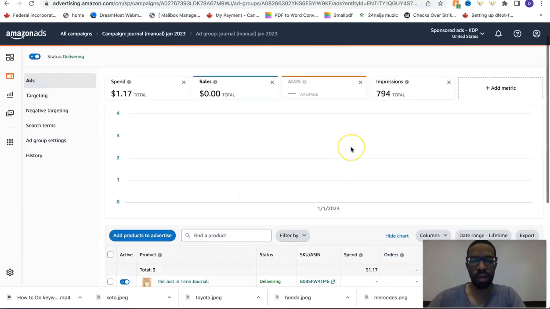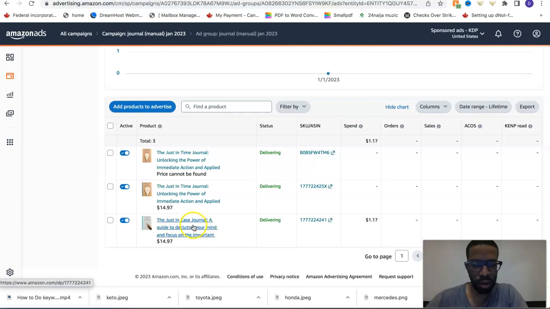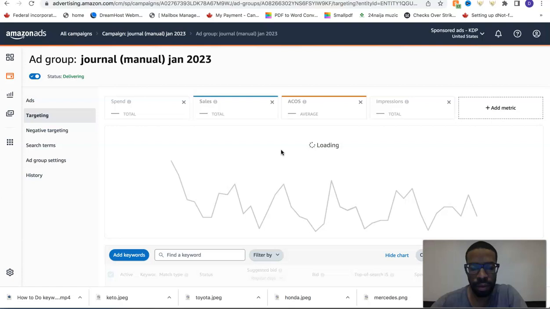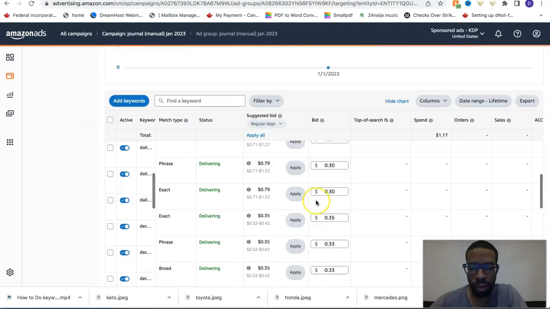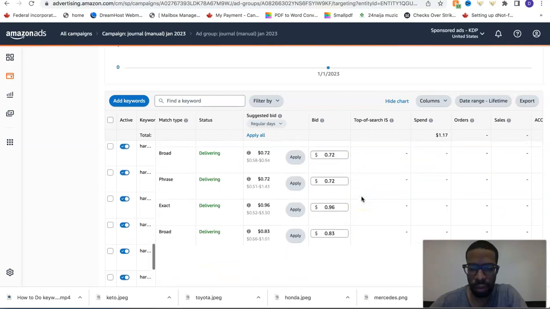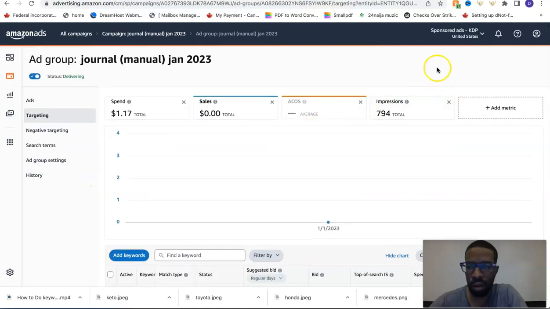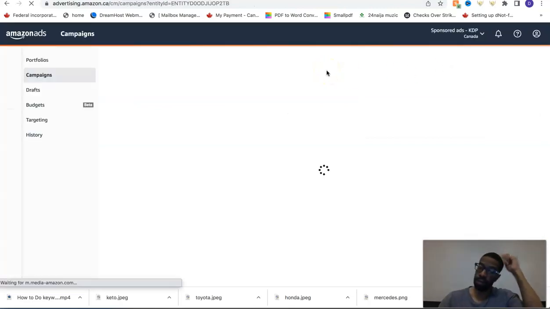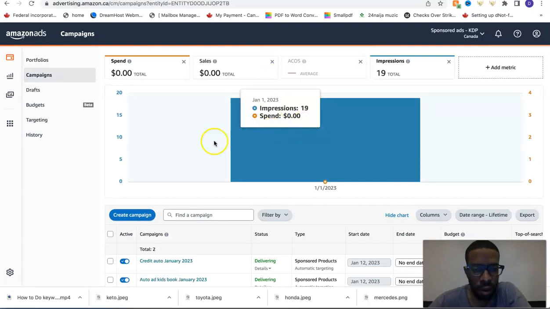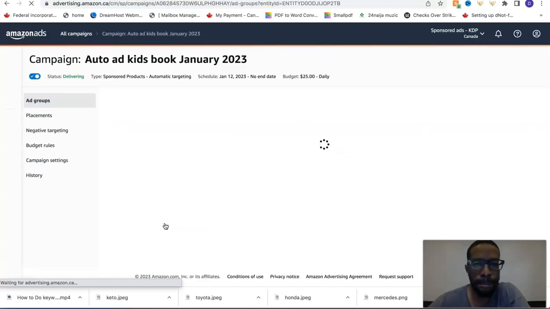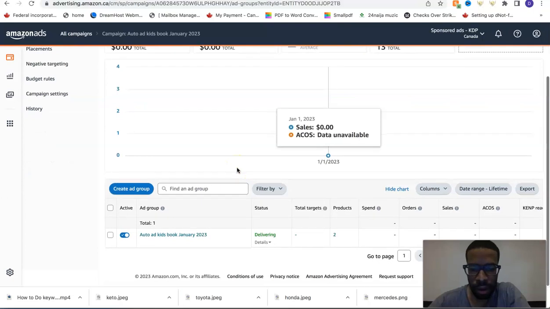Take a quick glance to see what I'm spending money on. So just this one is being pushed. So that's at 75 cents. Let's see the targeting. Yeah, nothing's converting, so we'll leave that alone. Okay, so let's go over to the other side. Still nothing. This is a hard one to move.